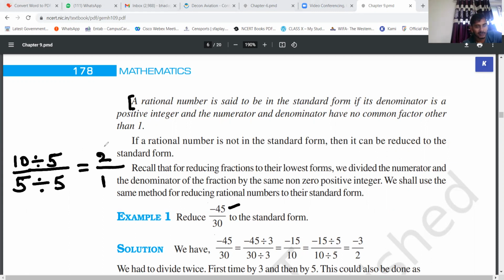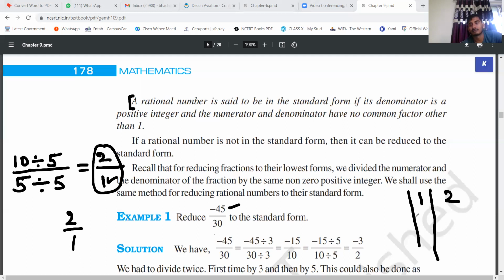Now, this is called the reduced form, the standard form, where the denominator is positive and the numerator and denominator have common factor 1 only. If you see also, you can get it from here: 1 into 1, 2 into 1. So you'll be getting only the factor 1.